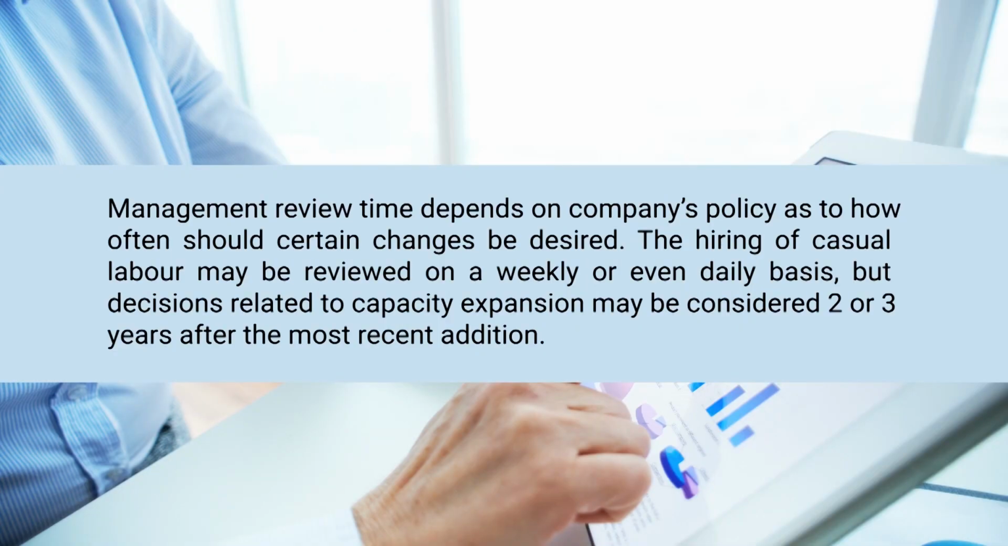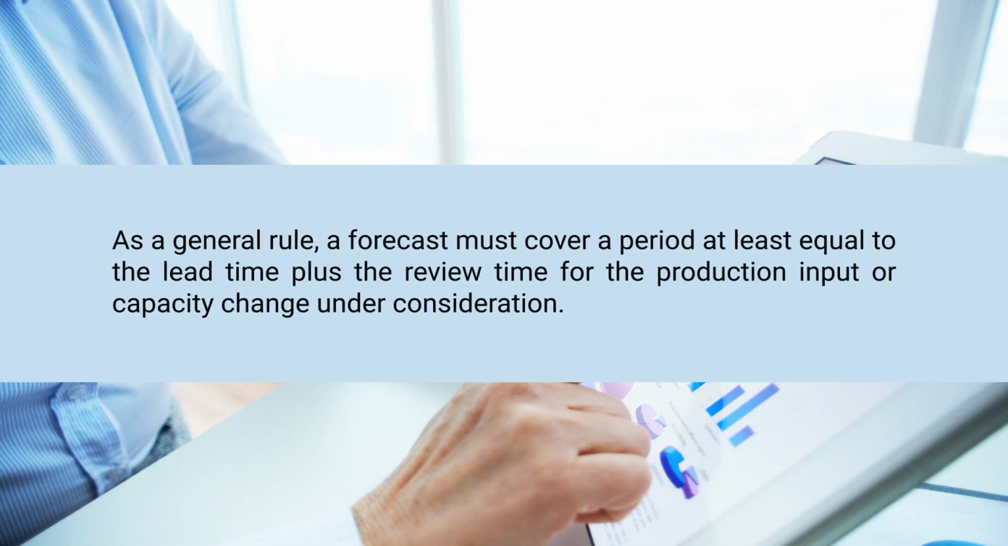Now again, coming to the management review time, it depends on the company policy as to how often certain changes are desired. The hiring of casual labor may be reviewed on a weekly, even daily basis, but decisions related to capacity expansion, capacity addition may be considered not less than 2 to 3 years apart. So after the most recent addition, a general rule is to forecast over a period at least equal to the lead time plus the review time for the production inputs and capacity changes under consideration.